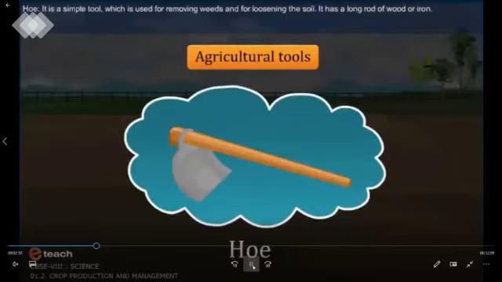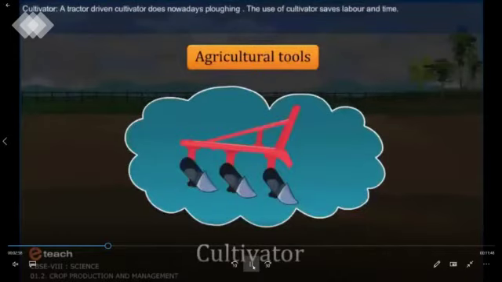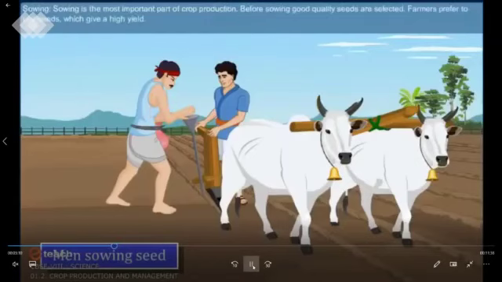Here you can see the next implement called the hoe. Hoe is useful for removing the weeds as well as loosening the soil. With the help of the long rod, which is wooden or iron, the farmer can dig the soil, pull the soil, and uproot the weeds also. And the next instrument we call a modern plough or a cultivator. Here you can see it has more than one plough and reduces our time in ploughing and labor charges for ploughing also. And we can complete the ploughing process in a lesser time.